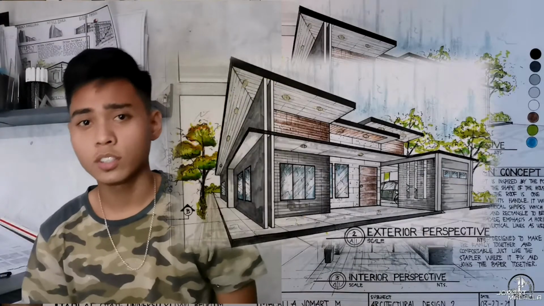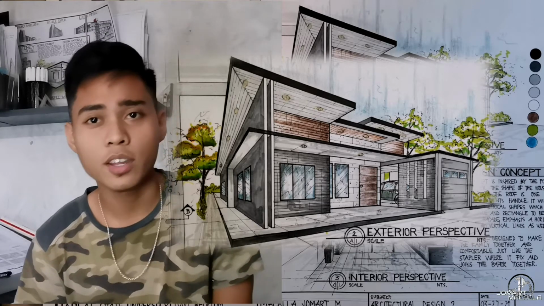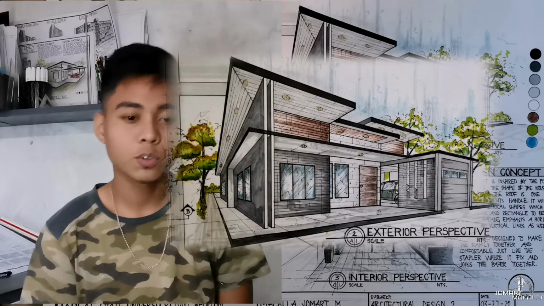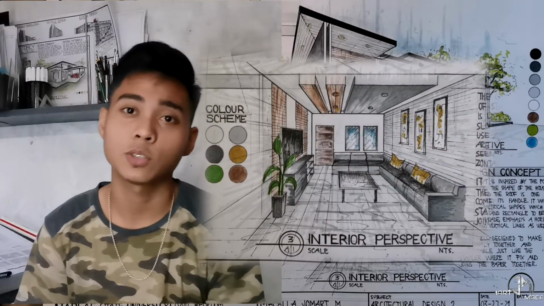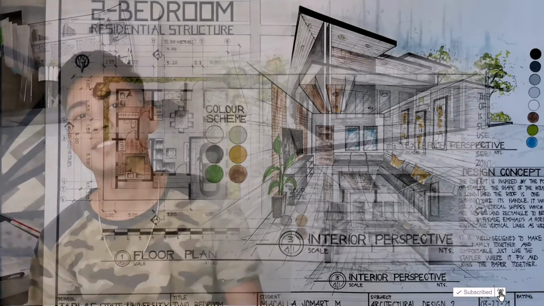And for sure, may mga error dito. So, sana makapasa pa rin. So the exterior is 2-point perspective. Then the color scheme is shade of gray and black, white, and brown. And for the interior, it's a 1-point perspective. Nag-base na lang ako sa color scheme ng exterior para same at saka maganda.